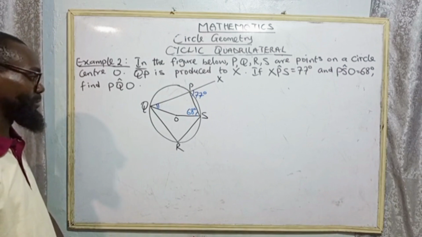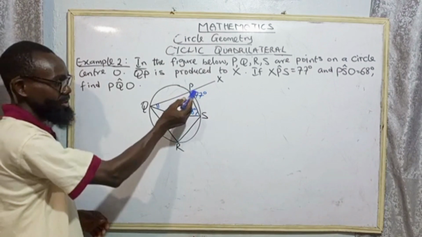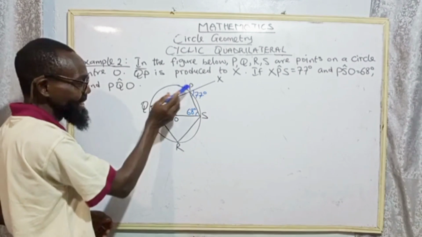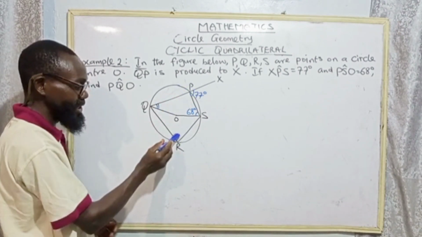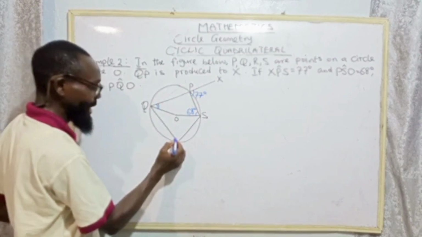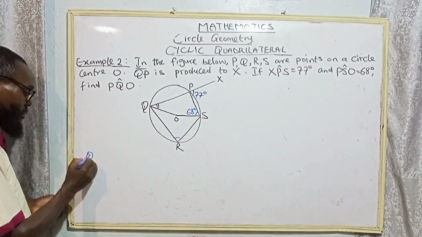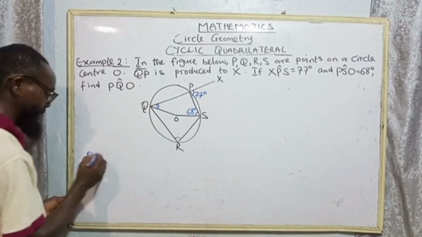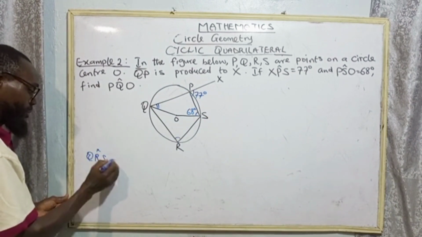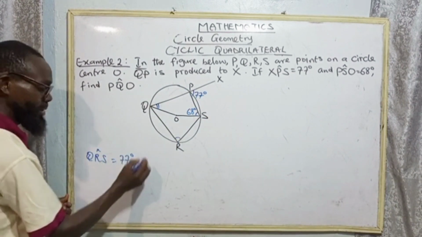I can do this way. This is the exterior angle, and the interior opposite angle of this is this one. So I can get this angle here, meaning my angle QRS is going to equal 77 degrees.